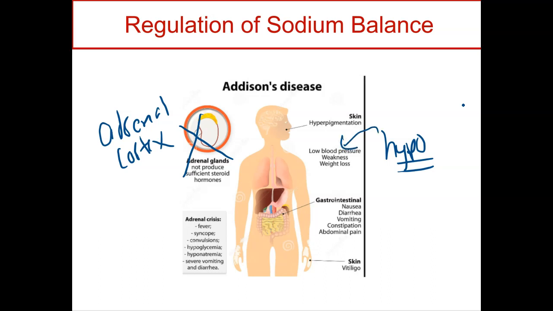So you're going to have low blood pressure. You're probably going to feel weak. For some reason, it can cause a change to the skin. It causes a bronzing of the skin, and I'm not sure why. But Addison's disease occurs from that.